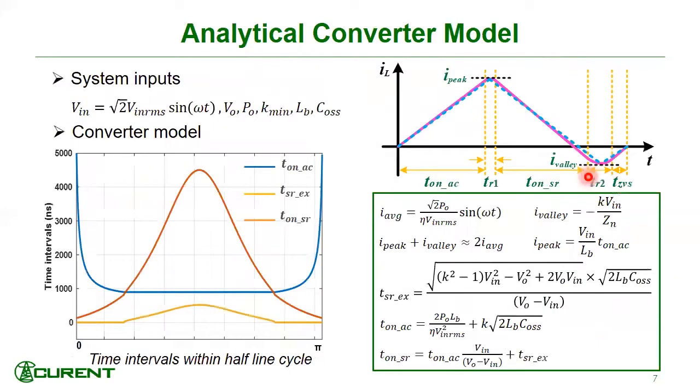With this ZVS modulation, we could derive a control model analytically. Here shows the switching waveform in one cycle, the inductor current actually. By treating the current waveform as a triangular waveform, we could derive the instantaneous switching current as well as each time interval. And here shows the time intervals within a half line cycle.